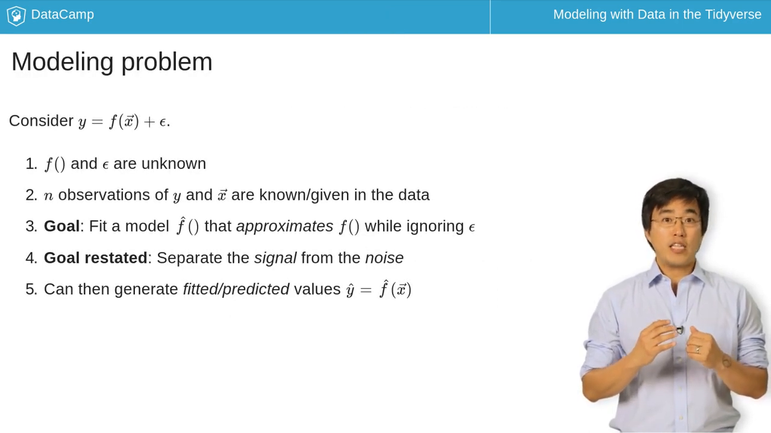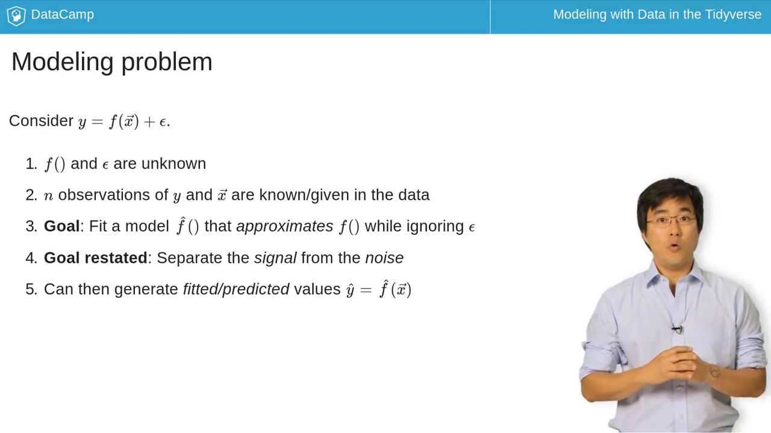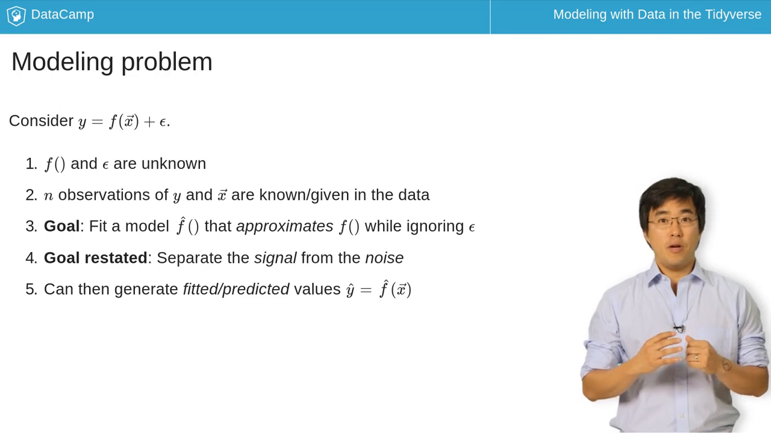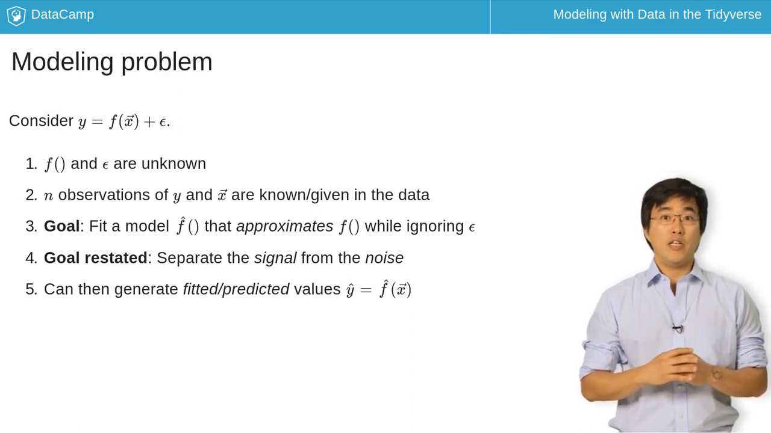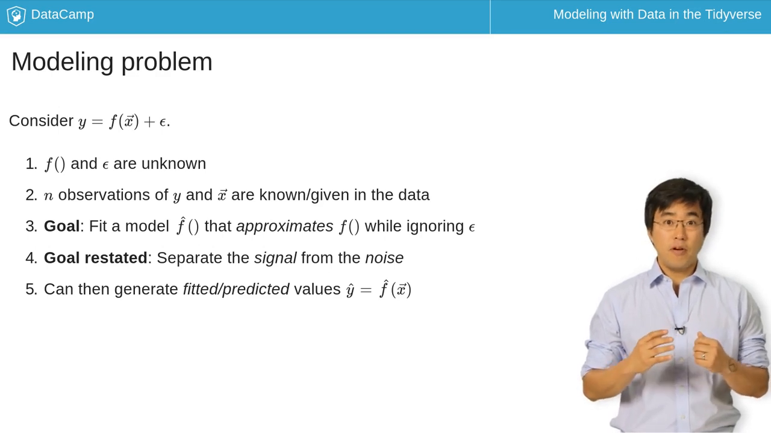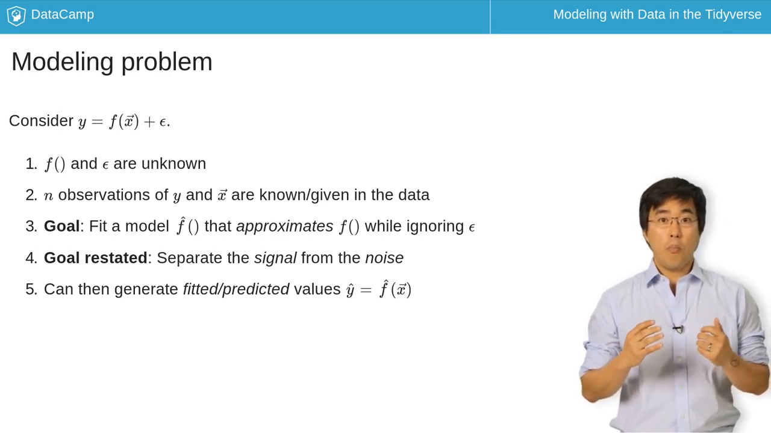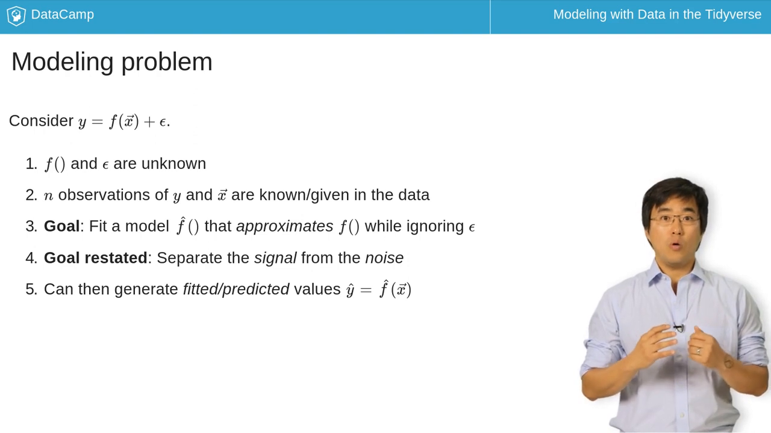Recall the modeling for explanation problem, that the f and epsilon components are unknown and that you only observe the y and x components. Based on y and x, you fit a model f hat that hopefully closely approximates the true f while ignoring the error epsilon. In other words, you want the fitted model to separate the signal from the noise. You then use this fitted model to obtain fitted or predicted values of y called y hat.